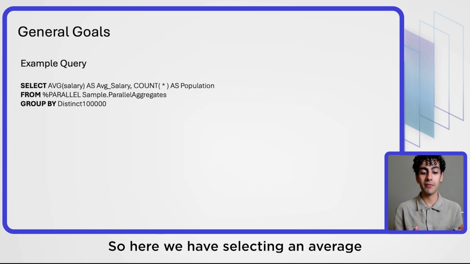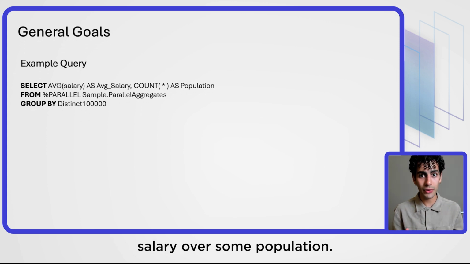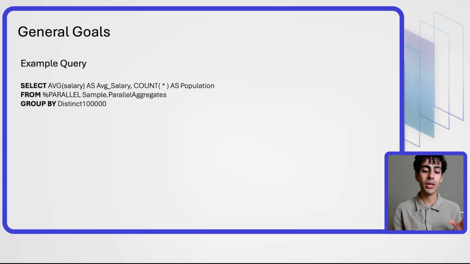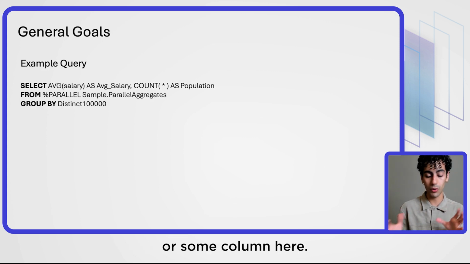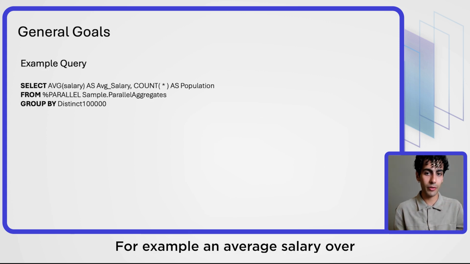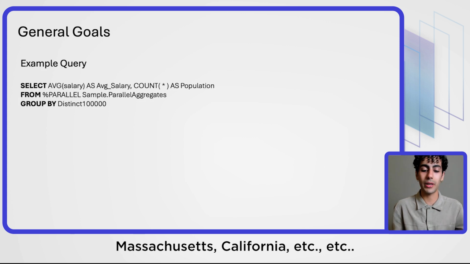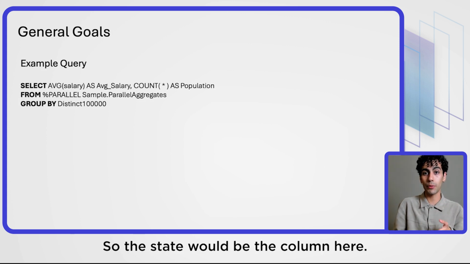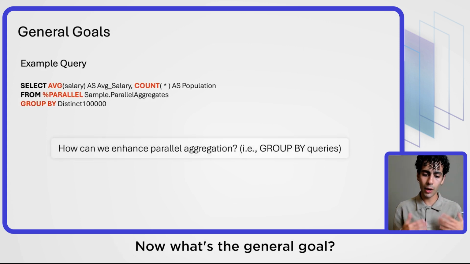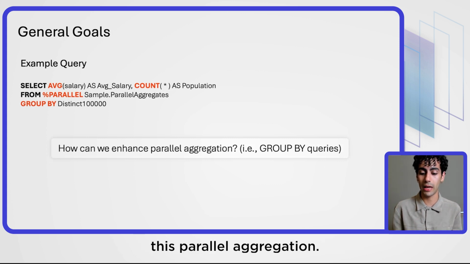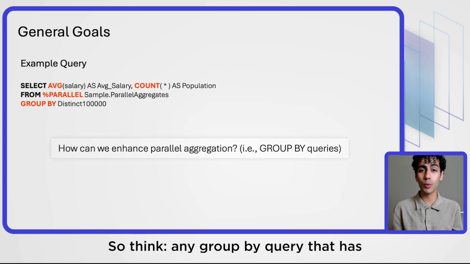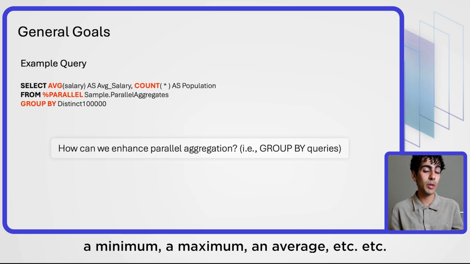So here we have selecting an average salary over some population, and we are grouping by some column. For example, an average salary over Massachusetts, California, etc. So the state would be the column here. Now, what's the general goal? We want to enhance and optimize this parallel aggregation. So think any group by query that has a minimum, a maximum, an average, etc.